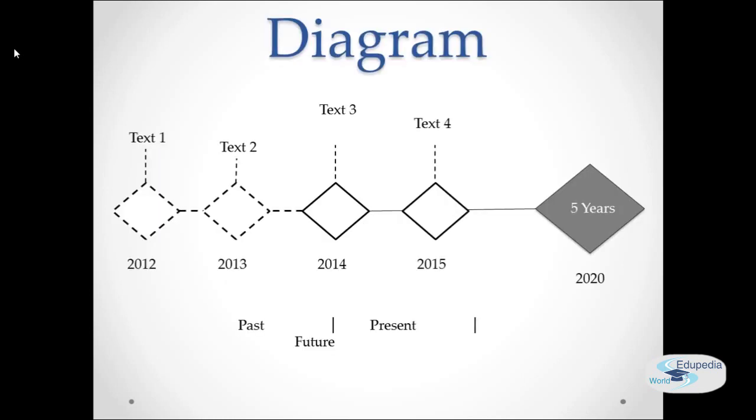Then this is another example. The dotted diamond shapes show the past things, the subtasks that have been achieved. The other ones, 2014 and 15, are the present phases of the project, and you can describe here what is going on. And after that, this is the future area, what the future plans for the project are. So this is also one way by which you can show the progress of the project.